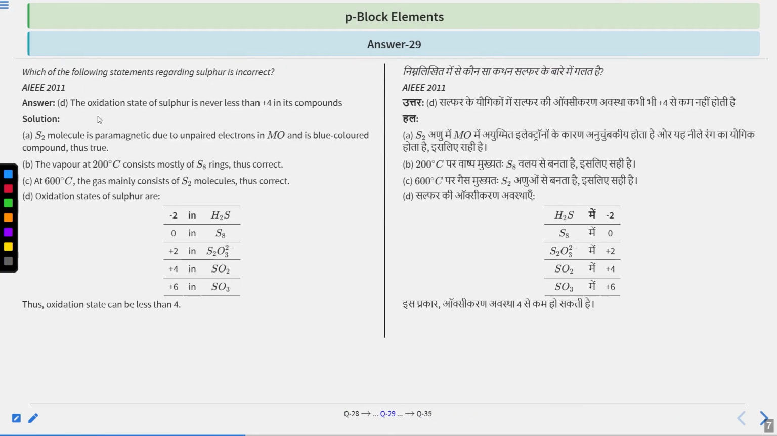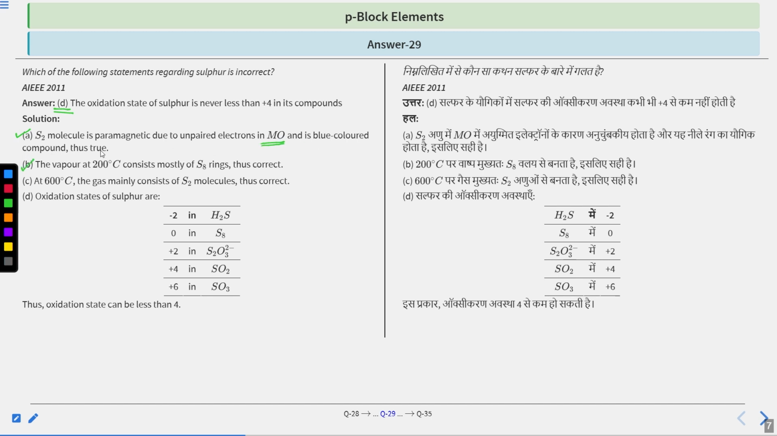Let's see. The correct answer is option D, that is, the oxidation state of sulfur is never less than +4 in its compounds. According to option A, the S2 molecule is paramagnetic due to unpaired electrons in its molecular orbitals, and it is blue colored, thus true. The vapor at 200 degrees Celsius consists mostly of S8 rings, thus correct. This is the statement given in option B.